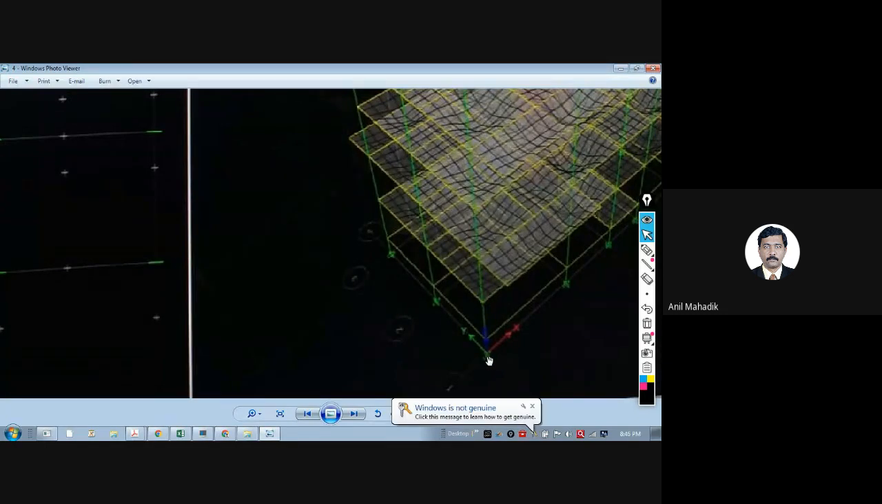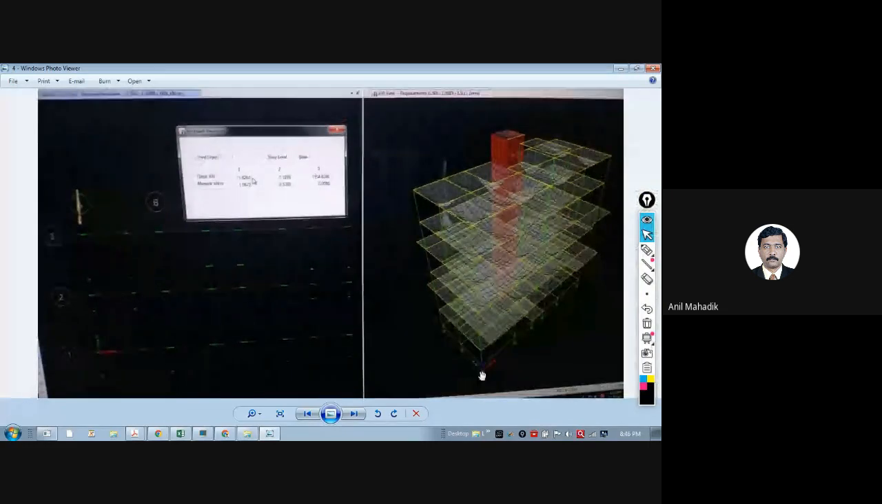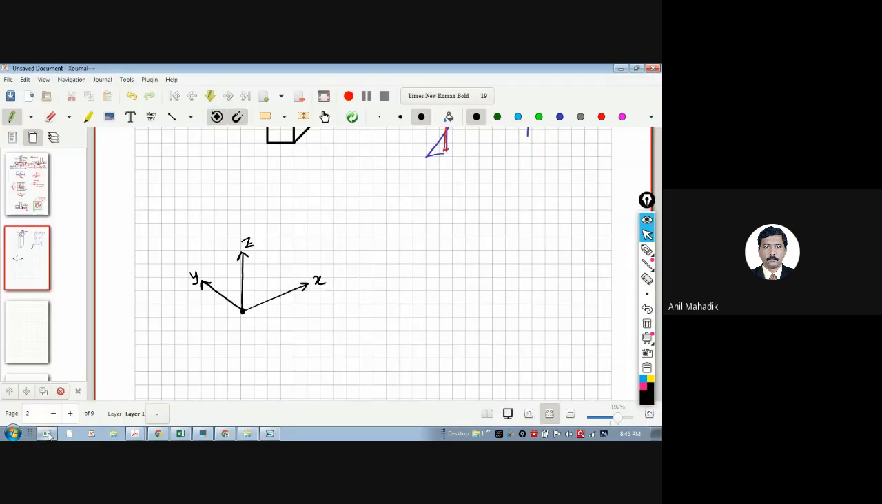Whenever there is a fixed support, we get axial force, moment in X direction and moment in Y direction. That means we get two biaxial moments. But in ETAP, we don't get X and Y; we get this. When I right click on this support, you will get these forces: force 1, 2, 3 and moment 1, 2, 3. In ETAP, X corresponds to number 1, Y corresponds to number 2, and Z corresponds to number 3.